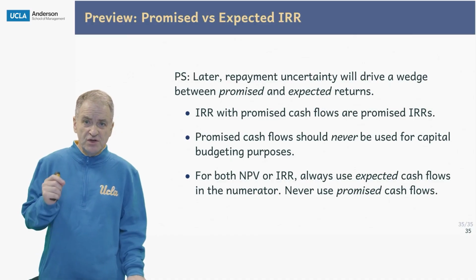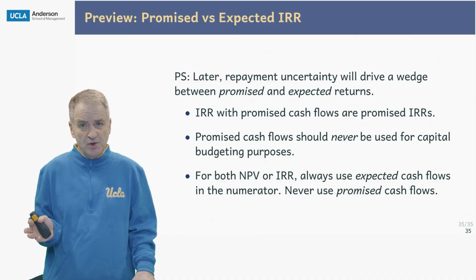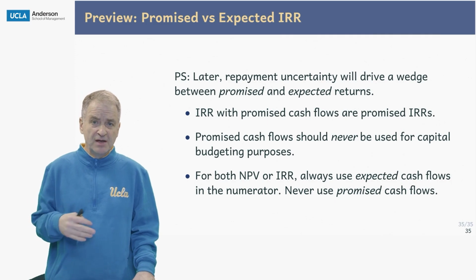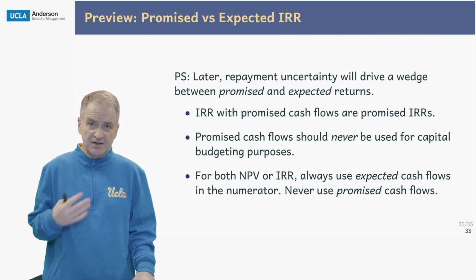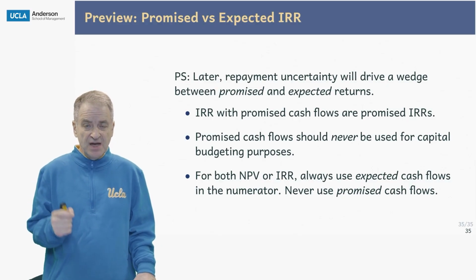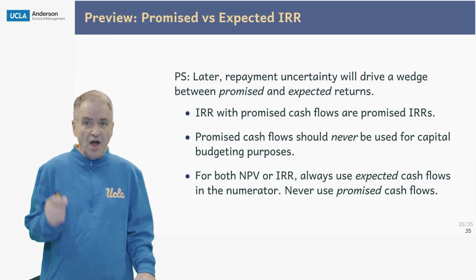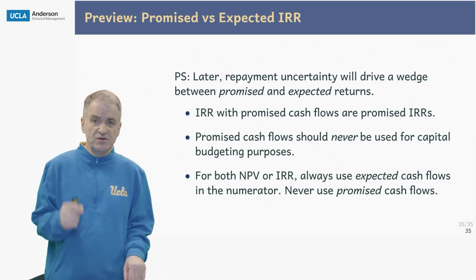Promised cash flows should never be used for capital budgeting purposes. In fact, it's not clear what meaning promises have at all. The really interesting numbers are always expected cash flows and expected internal rate of returns. So for both net present values and internal rate of returns, always use expected cash flows in the numerator. Never use promised cash flows.